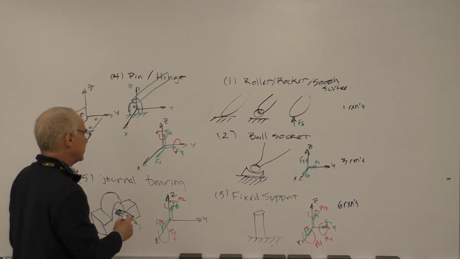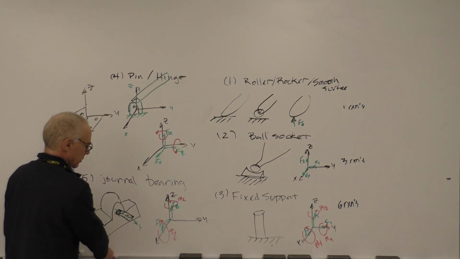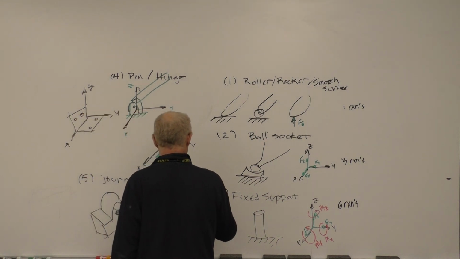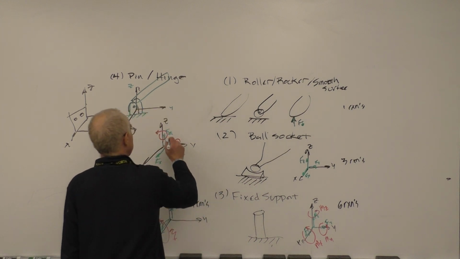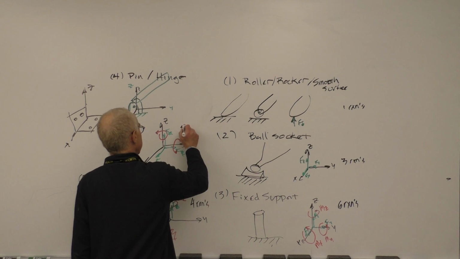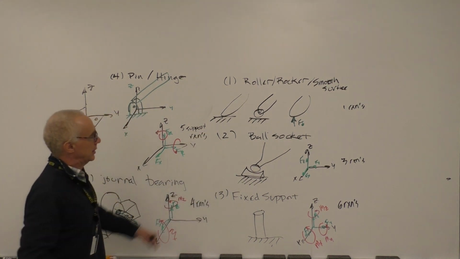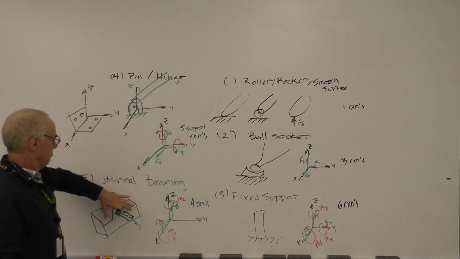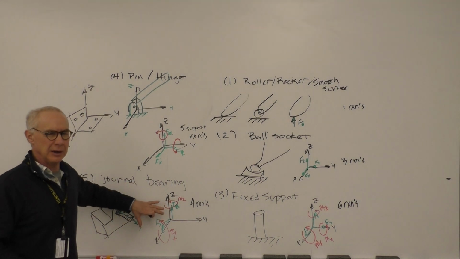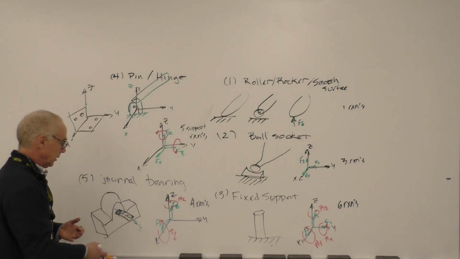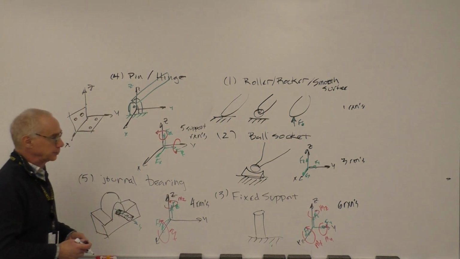So what else? I wanted to tell you how many reactions. So this one is 1, 2, 3, 4 reactions. And this one has 1, 2, 3, 4, 5 reactions. 5 support reactions. Probably it's a good idea that you know all of these. Maybe this one, probably it'd be okay, like if I said it was a journal bearing, that you would look it up and understand how to interpret this free body diagram.